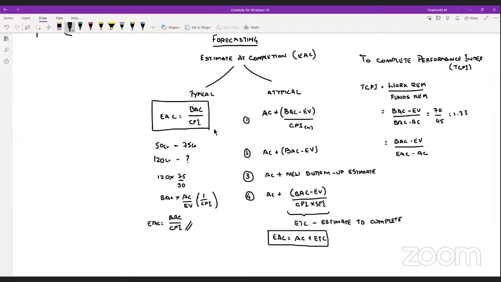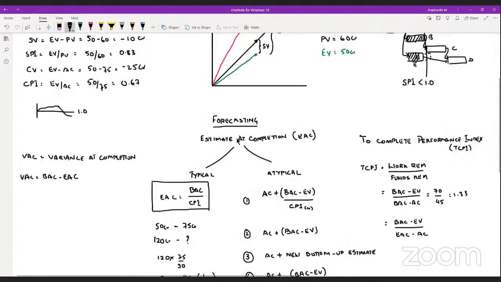Now, the variance at completion, we call it VAC. At any point of time, what will be the variance that we'll be having at completion of the project? So VAC is equal to BAC minus EAC, whatever has been approved. So original budget against whatever has been approved. The difference between these two, we call variance at completion. So this is what we generally do in earned value management.